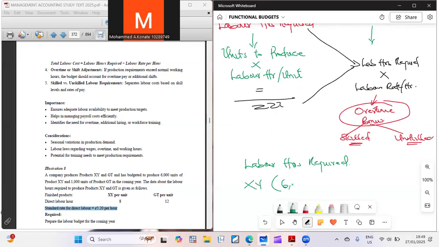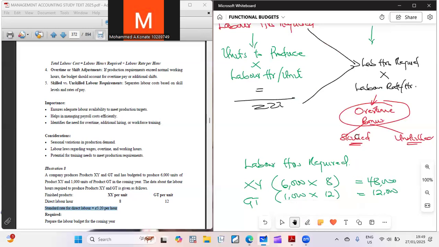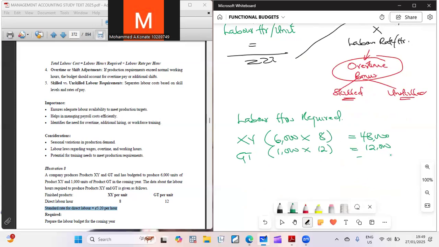So 6,000 multiplied by the hours. How many hours? That's 8. Is that not it? So you have 48,000. Then GT's production was 1,000, and the hours you need is 12, so that one is 12,000. So in total, how many hours do you need? You put them together, it means you need 60,000 hours.